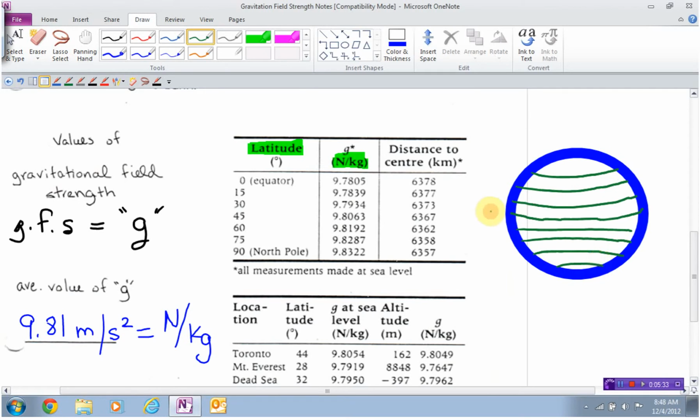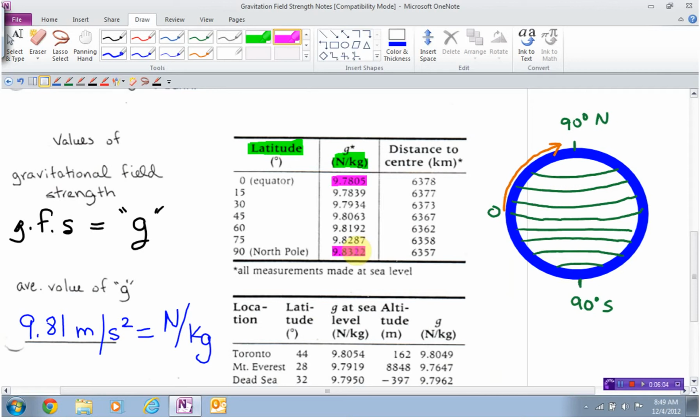Okay, so this is 0. And as you work your way up, you're going to get 10, 20, 30, 40. At the very highest point up here, you're at 90 north. And the same thing happens down below. You're at 90 degrees south and 90 degrees north. Those are the lines of latitude. So if you look at this, as we walk, if you like, from the equator towards the North Pole, the values for g get larger.